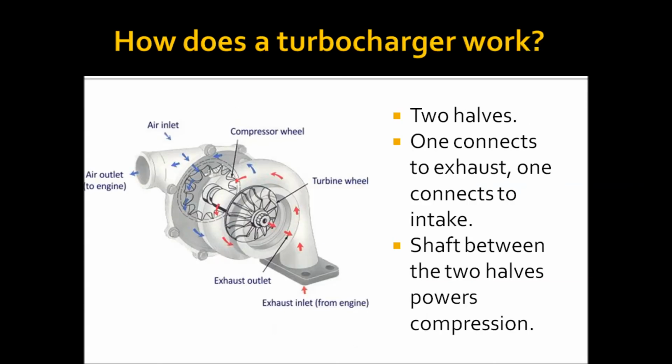The best way to look at how a turbocharger works is to break it down into its two primary components. There is a half that connects to the engine's exhaust, and another half that connects to its air intake. Essentially, the rotational energy derived from the engine's exhaust gases spinning the turbine in the exhaust half of the turbocharger provides the energy required by the compressor in the other half of the turbocharger to compress air. The two are connected to each other via a shaft, which extends from the exhaust turbine to the compressor.